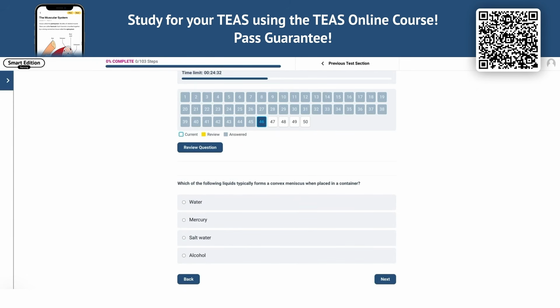Which of the following liquids typically forms a convex meniscus when placed in a container? Water, mercury, salt water, or alcohol? And the correct answer here is mercury.